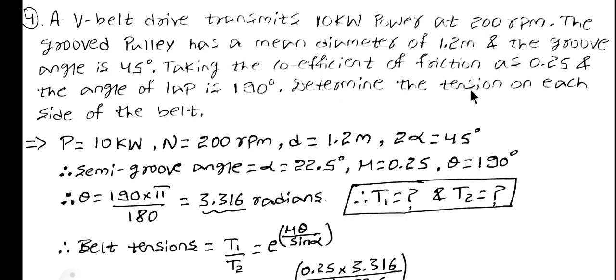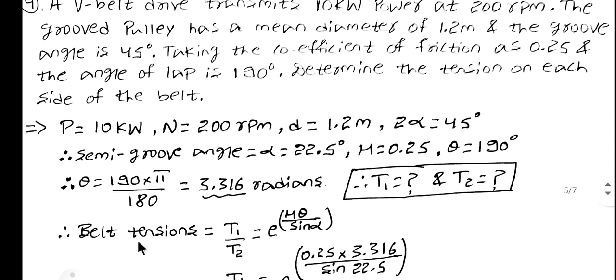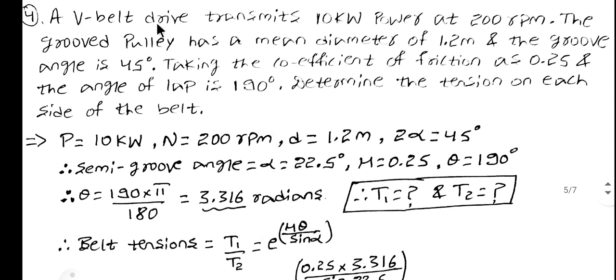You need to determine the tension on each side of the belt. You need to find out T1 and T2, tension in tight side and tension in slack side. When V belt drive problems are given, at that time the belt tension formula will change. T1 by T2 is equal to e raised to mu theta, you will take it for flat belt drive. In our case, he has given V belt drive. For that reason, you have to take e raised to mu theta divided by sine alpha.